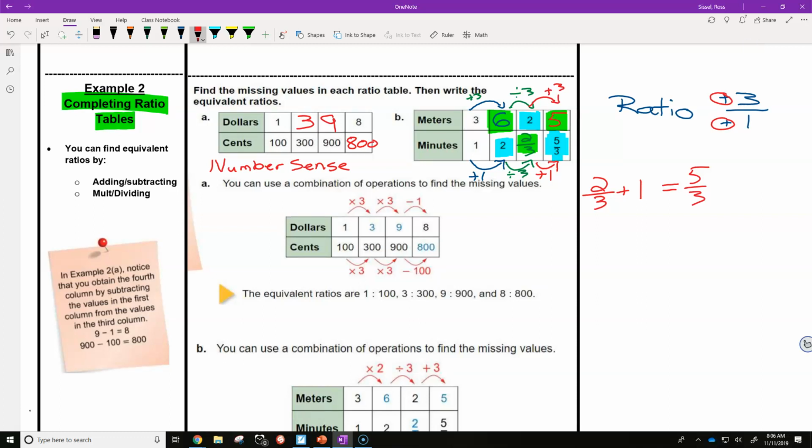Here's what I want you to do. Raise your hand. Can anyone tell me, don't shout it out, raise your hand. Why did I do 2/3 plus 1? How does 2/3 plus 1 make 5/3? Do you know? Raise your hand if you can tell me. Okay, hands down. Raise your hand if you do not know right now.